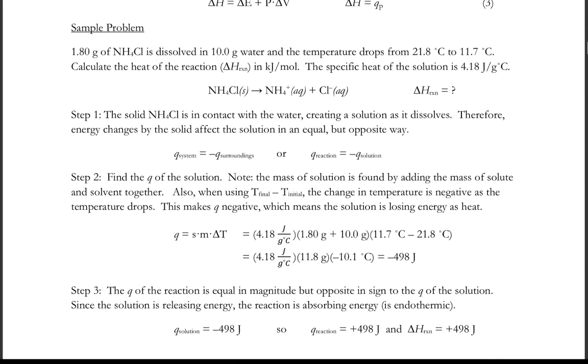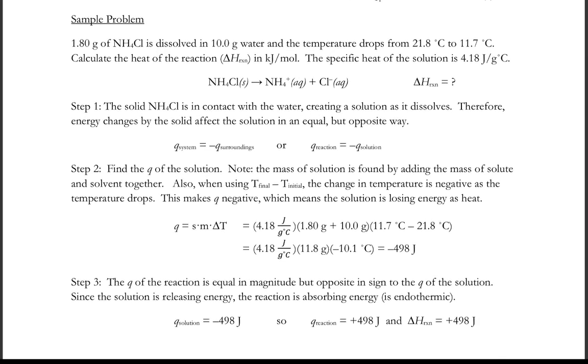Here's another problem. 1.80 grams of ammonium chloride is dissolved in 10.0 grams of water, and the temperature drops from 21.8 degrees Celsius to 11.7 degrees Celsius. Calculate the heat of the reaction, so the heat of the dissolving of the ammonium chloride in the water, in units of kilojoules per mole. And we're given that the heat capacity of this solution is 4.18 joules per gram degrees Celsius.